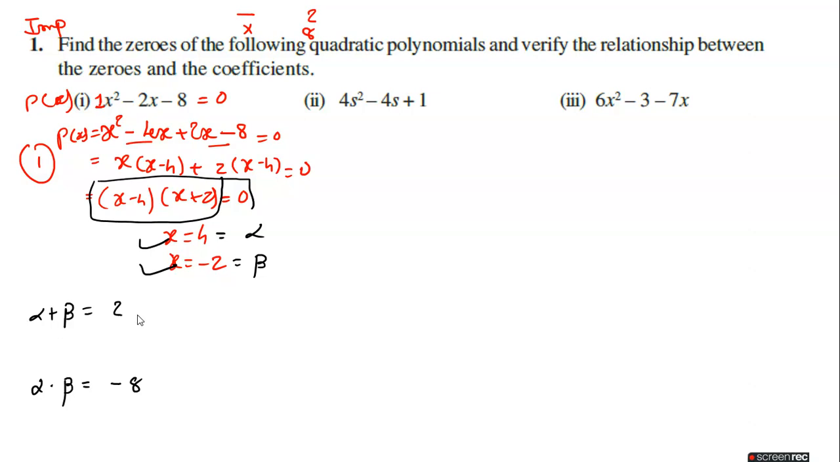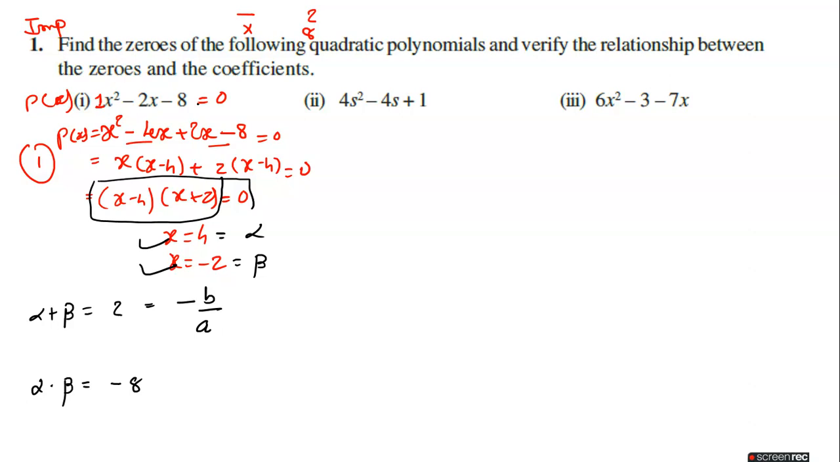But we have one more method. We have another method also. If you want to get the value of alpha plus beta and alpha into beta directly, without factorization, without missing any solution, and simplify directly, then do you have any method? Yes, it is called minus b by a.